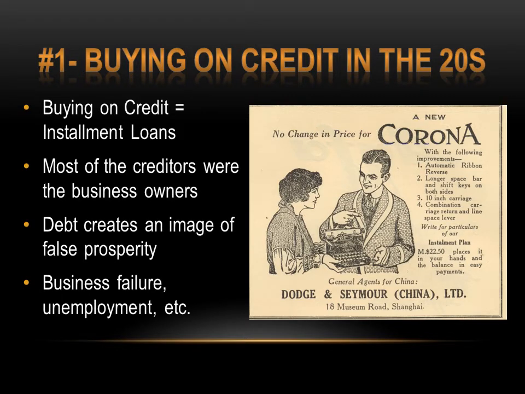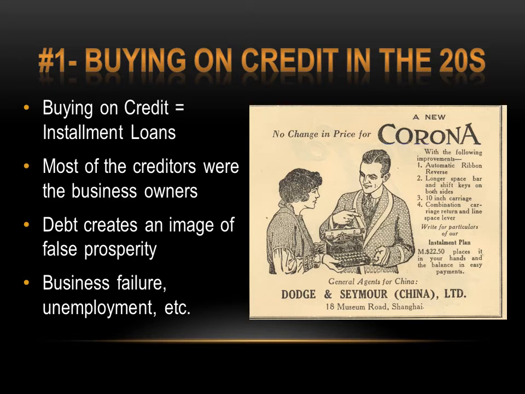It's important to understand that buying on credit is like installment loans. It's not using a credit card. When you use a credit card, there's a bank in the middle, and the bank basically pays for your item, and then you owe the bank. So the bank kind of steps in as a middleman. The problem with buying on credit in the 1920s is that it wasn't like that. Installment loans weren't like that.